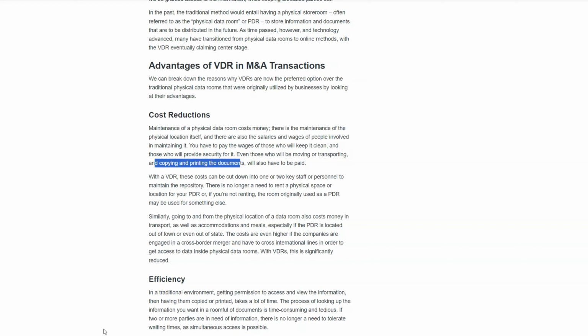With a VDR, this cost can be cut down to one or two key staff or present personnel to maintain the repository. There is no longer a need to rent a physical space or location for your PDR, or if you are not renting, the room originally used as a PDR may be used for something else.